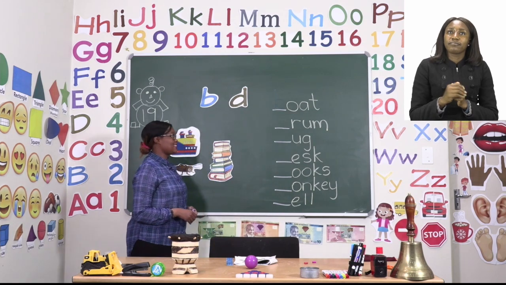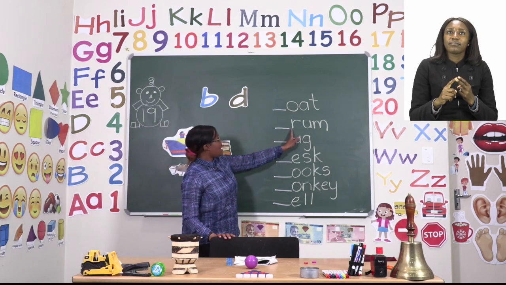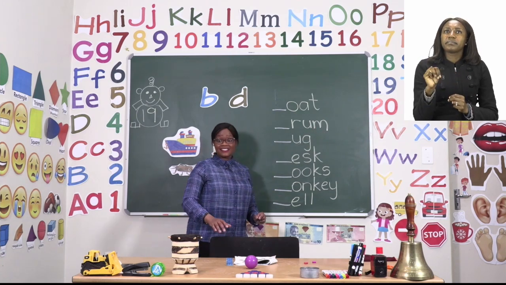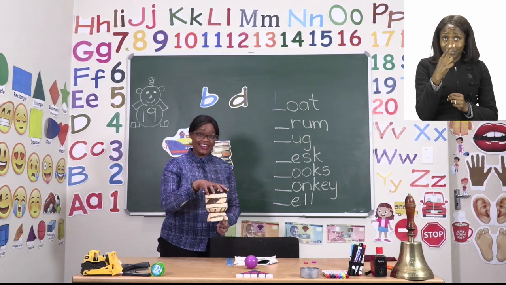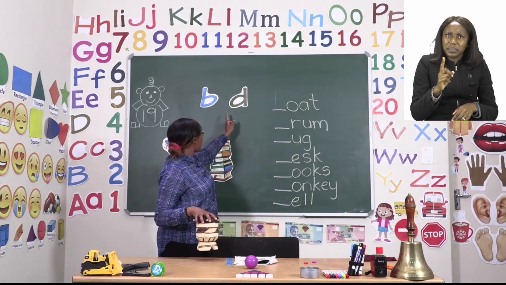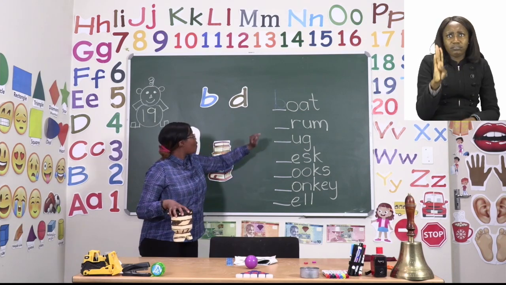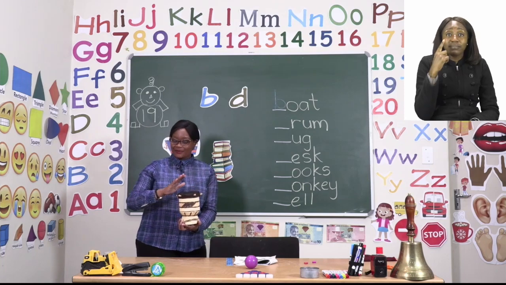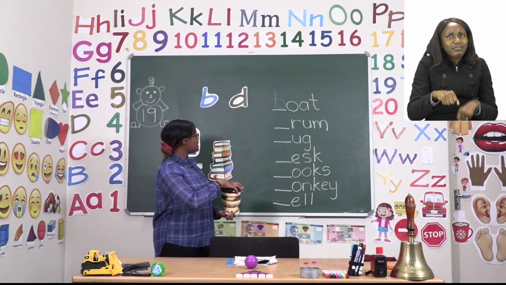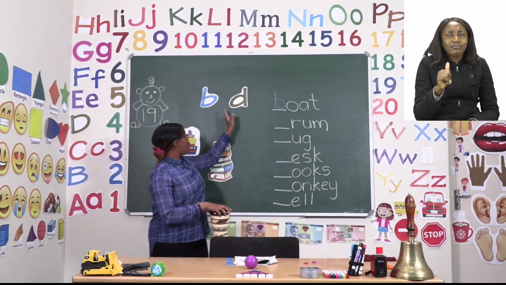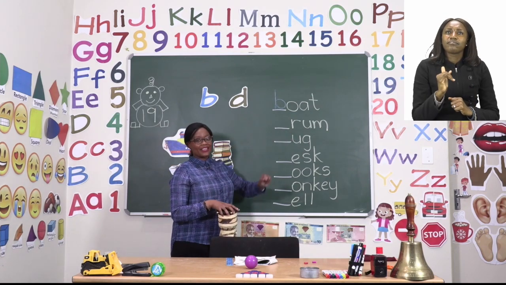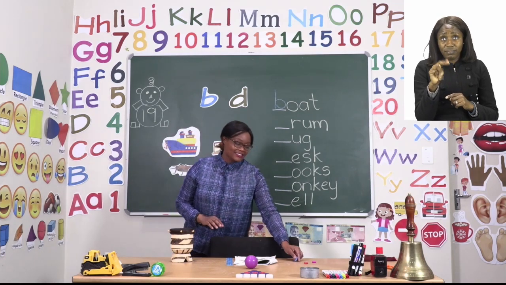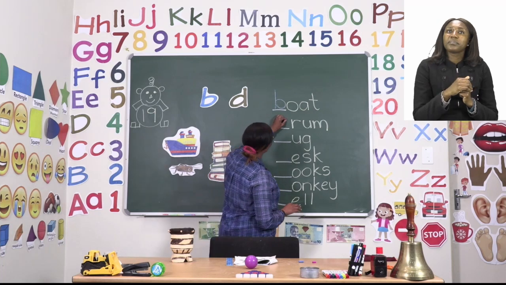The next thing that we can see is the sound rum. Rum. This is the item that we want to name. So, do we say drum or bram? Take a good look at the item. Do we say drum or bram? If you said that this is a drum, well done. So we are going to put our d.